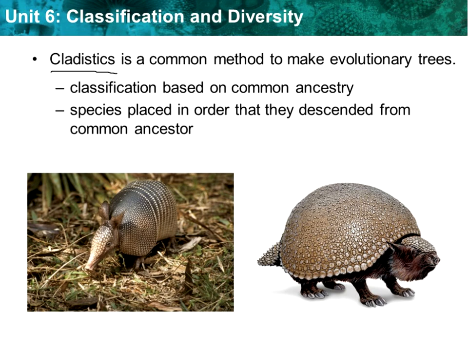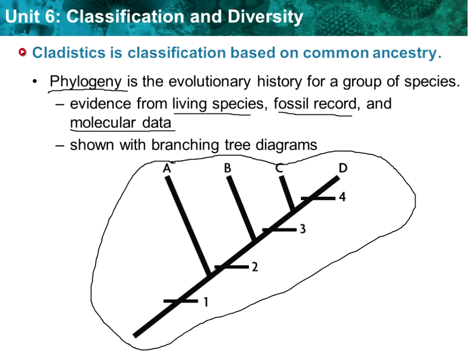Cladistics is the common method to make that evolutionary tree. It's classification based on common ancestry. If species are placed in order, then they descended from a common ancestor. So where do you think the common ancestor is? Would it be A, B, C, D, 1, 2, 3, or 4? What area do you think your common ancestor is going to exist?